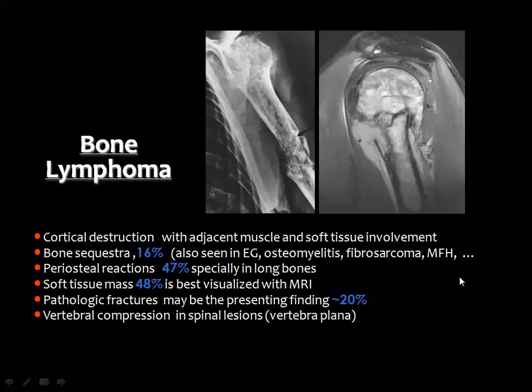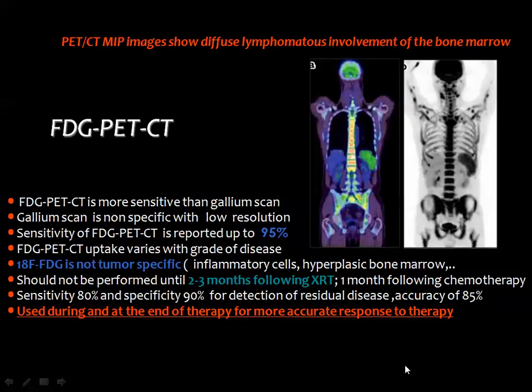malignant fibrous histiocytoma. Periosteal reaction is seen in about 47% of the cases, especially in the long bones. Extraosseous soft tissue component is, of course, best identified by MRI. Pathologic fractures are seen in about 20% of the cases, vertebral compression in spinal lesions.